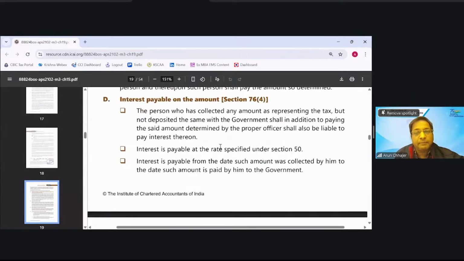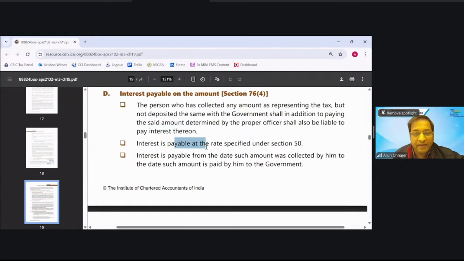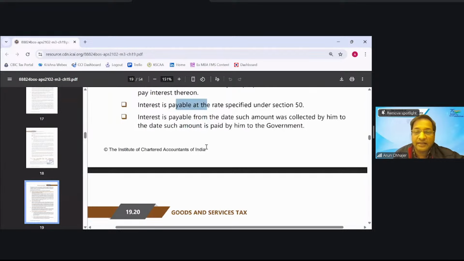Interest payable. The person who has collected any amount as tax but not deposited the same with the government, in addition to paying the amount as determined by the proper officer, shall also be liable to pay the interest. Interest is payable at the rate specified in section 50.